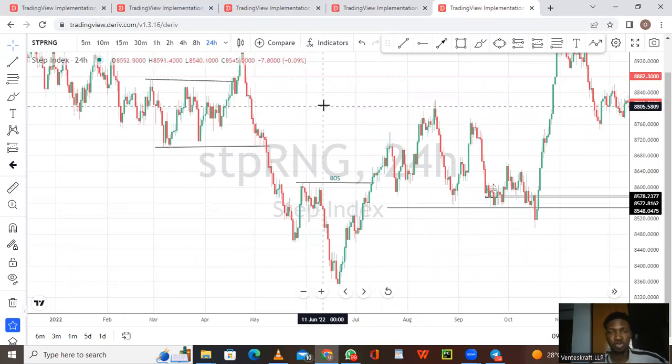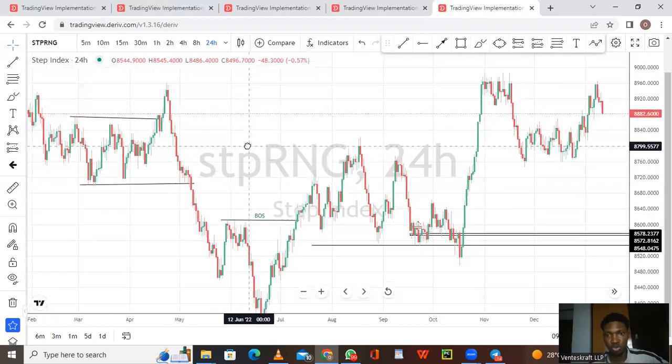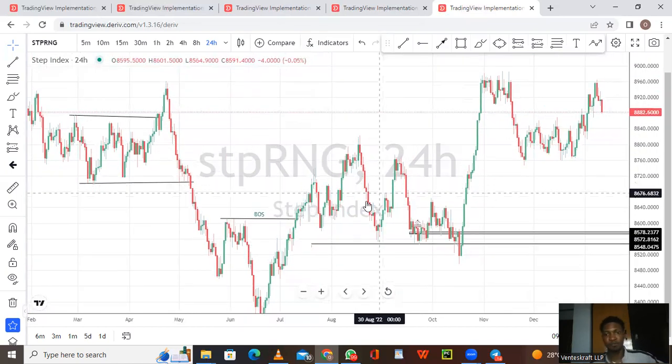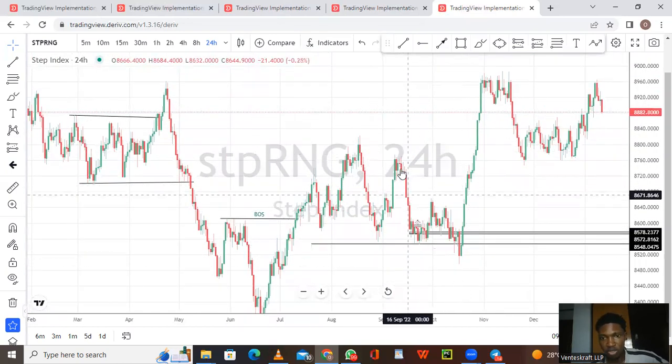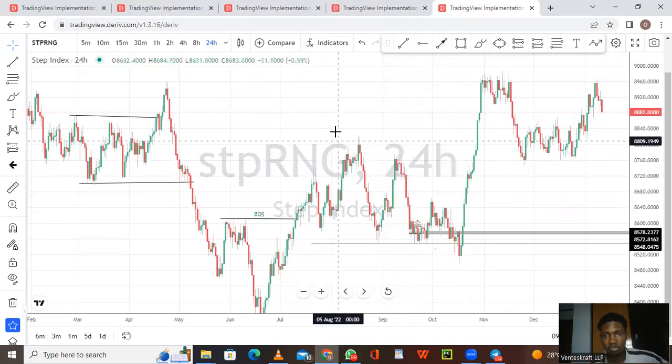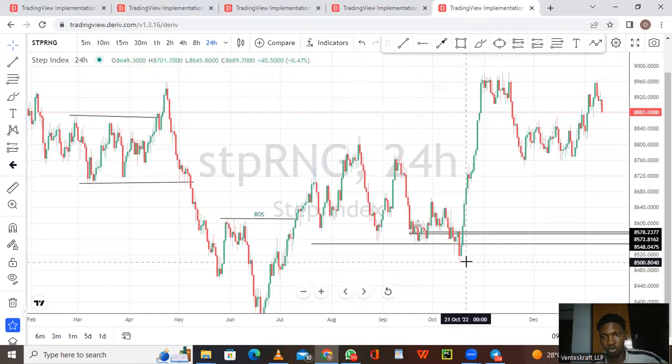As an analyst, you don't tend to be in control of the market, like telling the market what to do. You have to follow what the market is doing. But then the market crashed all the way down. After a little pullback, it fails to create a new higher high and crashes all the way down to this point.